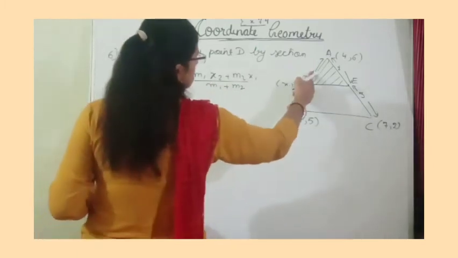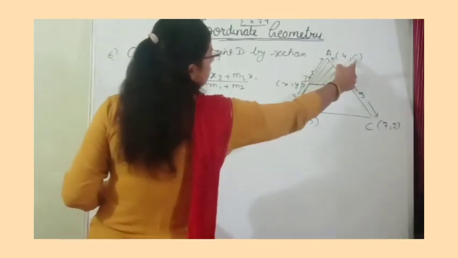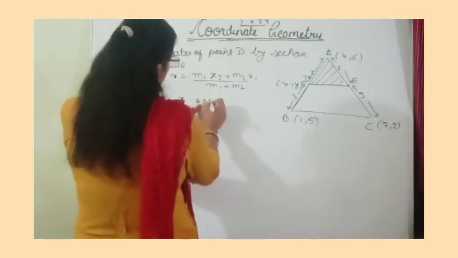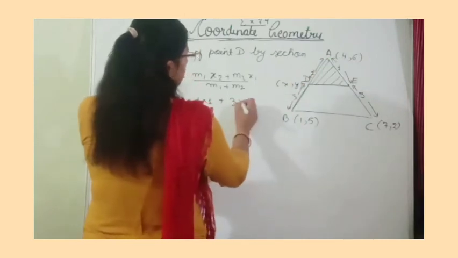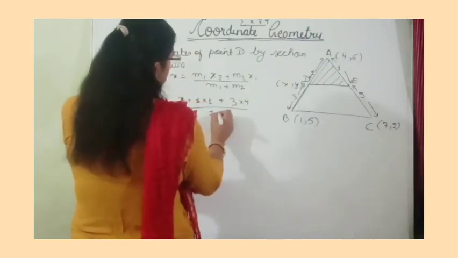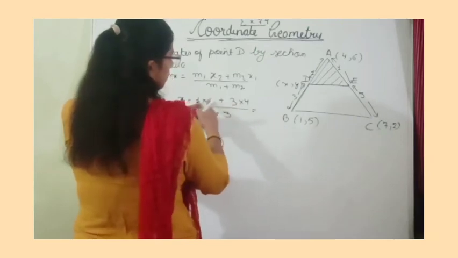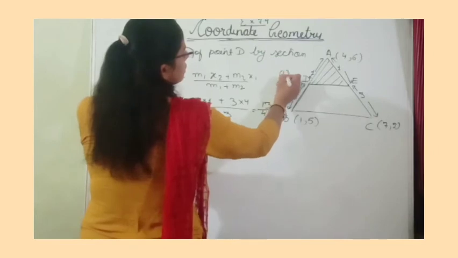M1, this is M2. So 1 into, this is x1, y1, x2, y2. (M1 x2 plus M2 x1) divided by M1 plus M2. So you will get 1 plus 4 3s are 12, 13 upon 4. So the x coordinate of this is 13 upon 4.